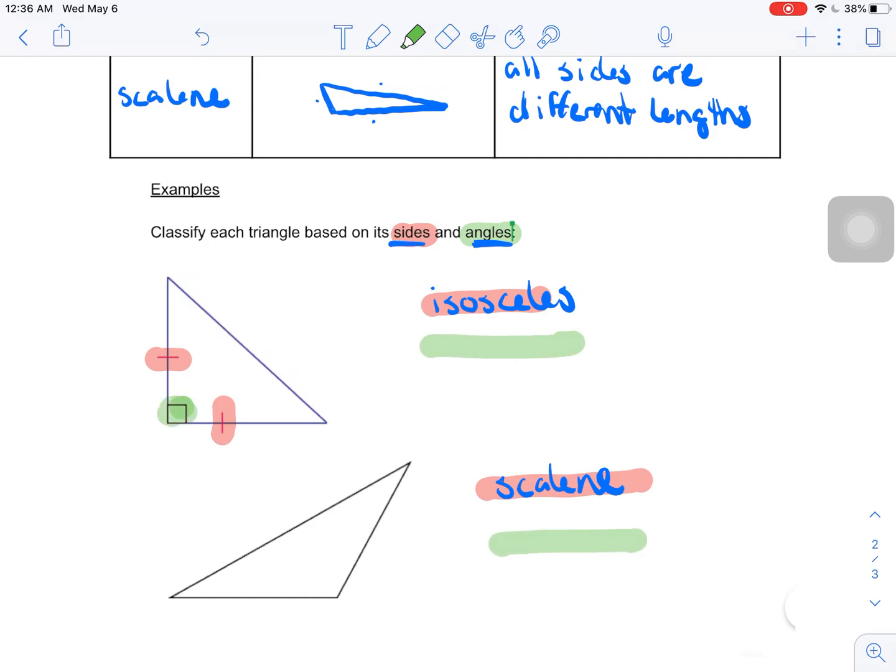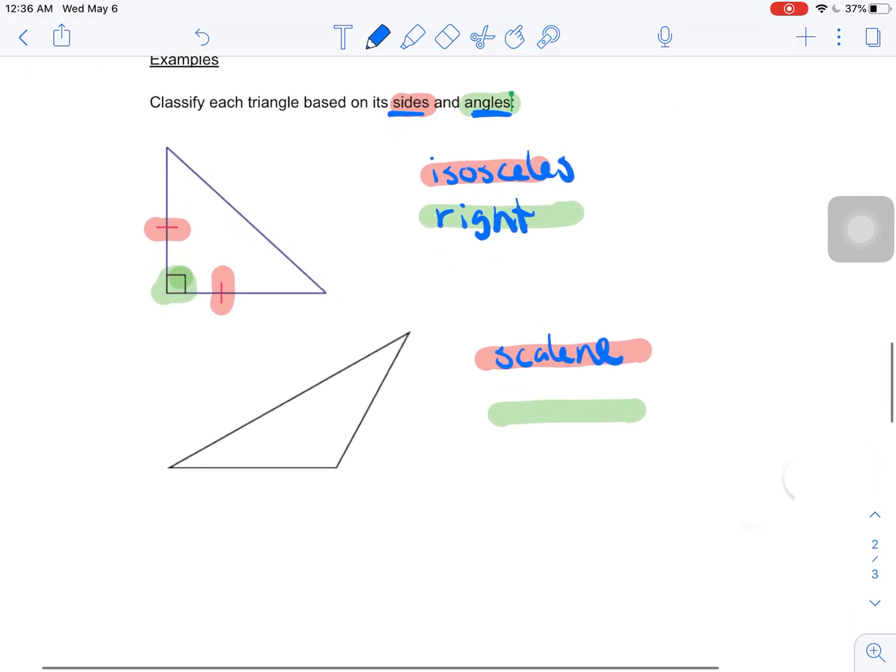So if we're looking at the angles, this first triangle, I see a right angle mark right there. And we talked about the fact that when you have a right angle, that means it is a right triangle. So this first triangle is both isosceles and right. And you could say it in either order. So some people would say it's an isosceles right triangle. Some people would say it's a right isosceles triangle. It doesn't really matter. Just know that both of those labels apply to this triangle, one based off of sides and one based off of angles.